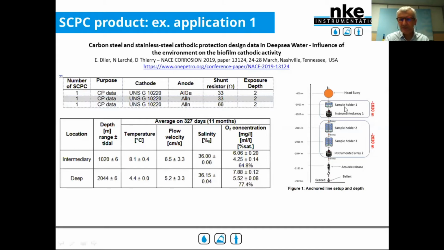On the first sample holder, we use 3 different SCPC. The first one uses an internal resistor of 33 ohm with aluminum gallium anode and a stainless steel cathode. This stainless steel cathode is the same for the 2 other SCPC, but the anode changed to aluminum indium, and the internal resistor is also changed.